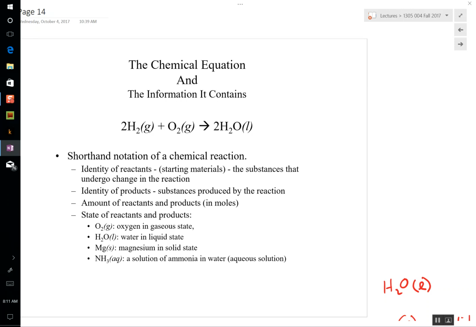Balanced. It's obeying the law of conservation of mass. A chemical reaction does not create nor destroy matter. There's no creation or destruction of matter. Every gram of reactant comes out of the reaction, but not in the same form. Here it is water. Here it is 2 gases.